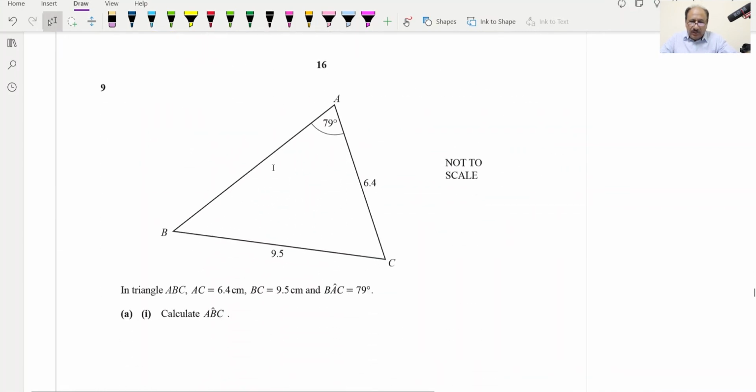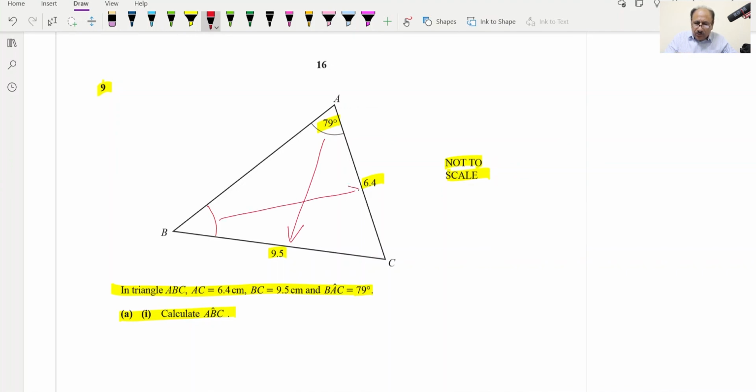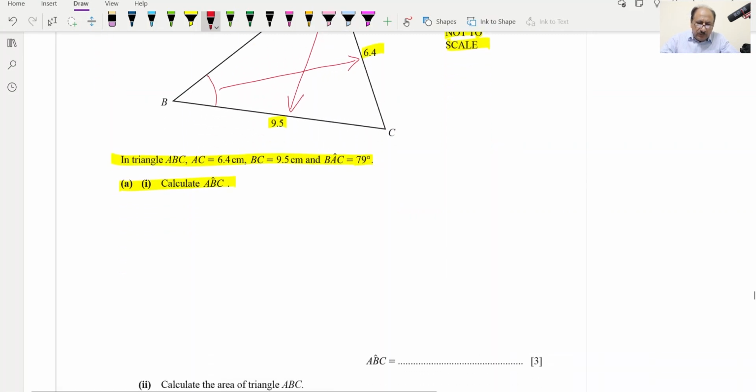Now question number 9. Question number 9 says the diagram is not to scale in the triangle ABC. AC is given, BC is given, and this angle is also provided. Calculate angle ABC. ABC angle is this one, and we know this angle and the opposite side are provided, so we can use the sine rule.